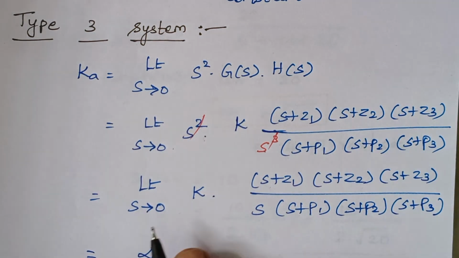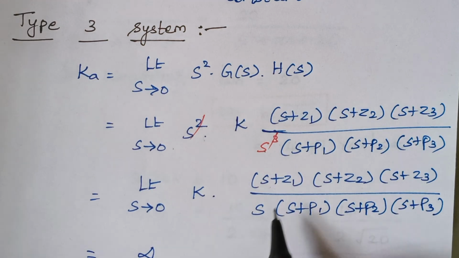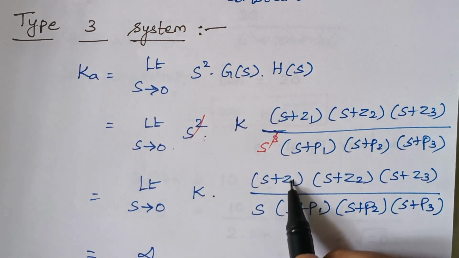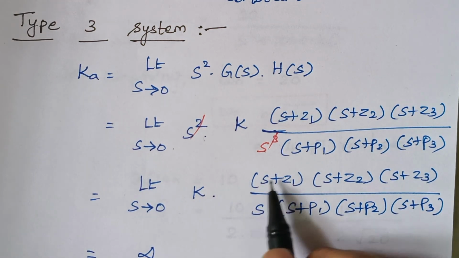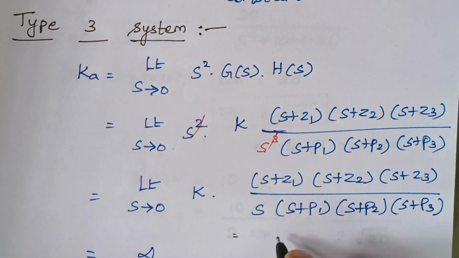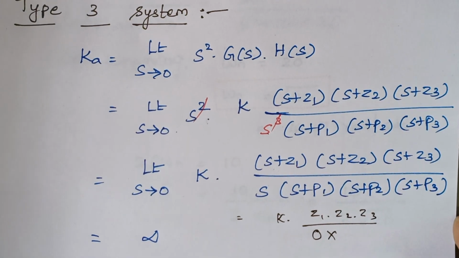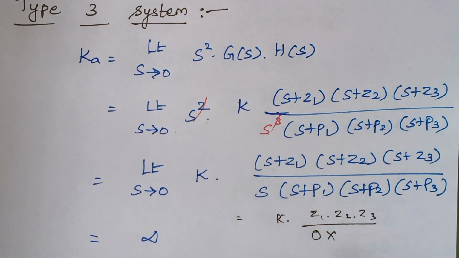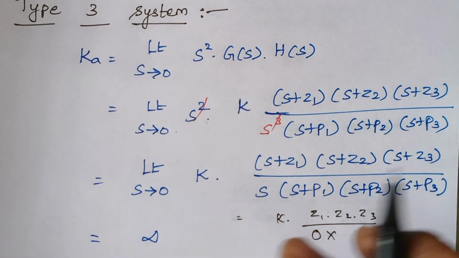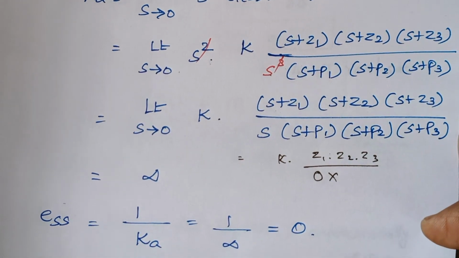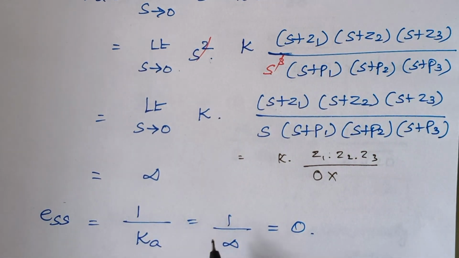When you apply s tends to 0, that is, when you make s equal to 0, anything divided by 0 results in infinity. In the numerator you will have K into z1, z2, z3, divided by, for this s, 0. So anything divided by 0 finally results in infinity. For steady state error, it is nothing but 1 by Ka. So 1 by infinity is equal to 0.